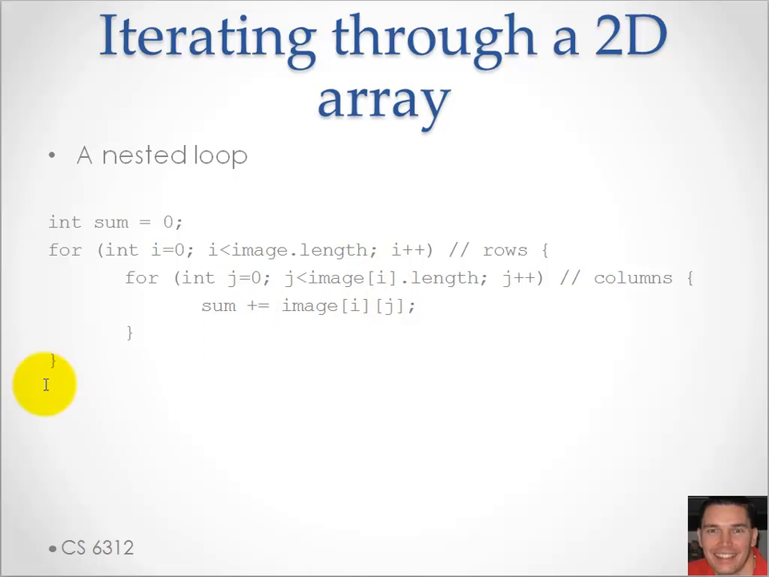Then it's going to drop out, come back up, increase i to 1. It goes down to my second row. Then it's going to access every single value in that second row. It drops out, comes up, i becomes 2, accesses every single value in that third row. So this is a way to iterate through a 2D array.